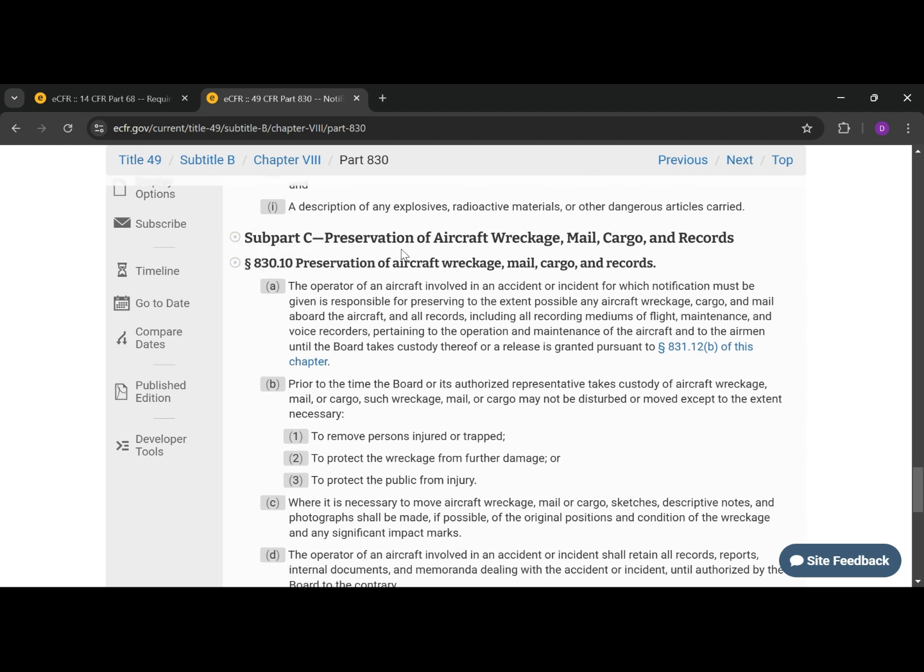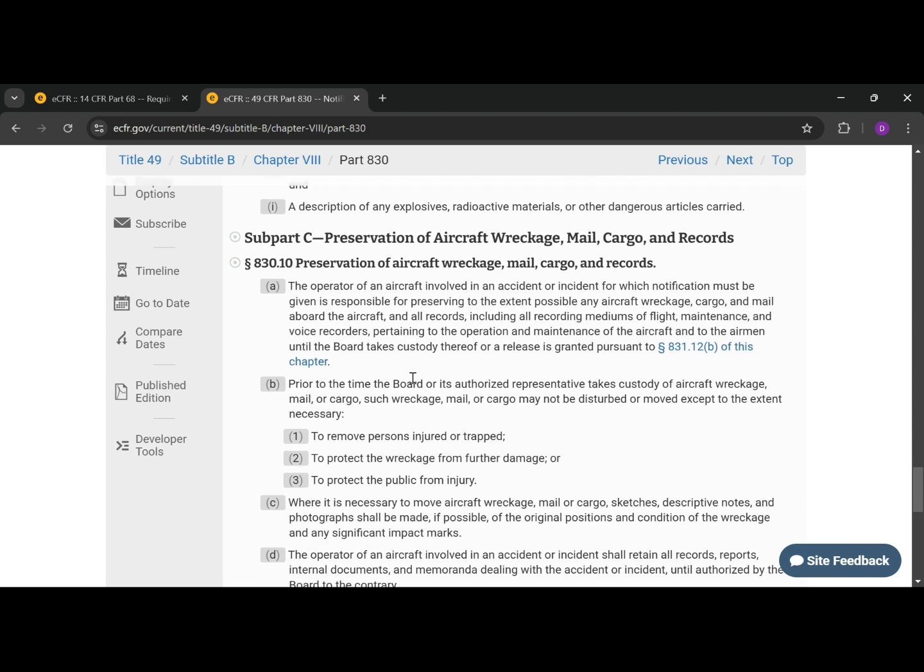Subpart C is preservation of aircraft wreckage, mail, cargo, and records. 830.10 Preservation of aircraft wreckage, mail, cargo, and records. The operator of an aircraft involved in an accident or incident for which notification must be given is responsible for preserving, to the extent possible, any aircraft wreckage, cargo, and mail aboard the aircraft, and all records including all recording mediums of flight, maintenance, and voice recorders pertaining to the operation and maintenance of the aircraft, and to the airmen until the board takes custody thereof, or a release is granted pursuant to 831.12(b) of this chapter.